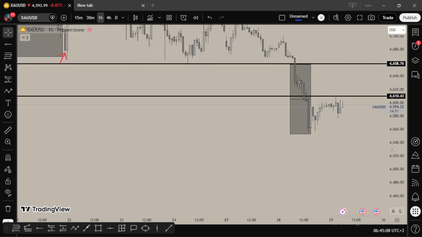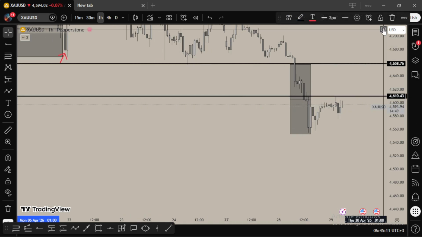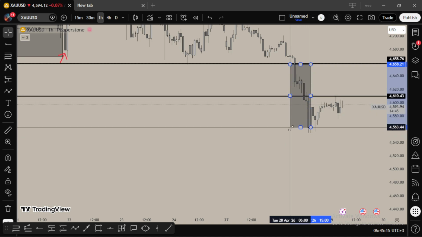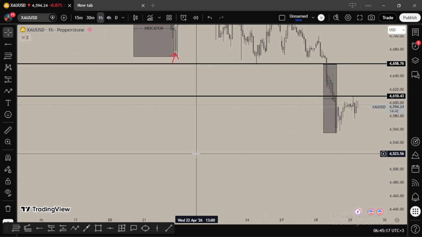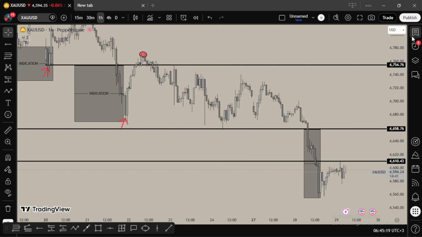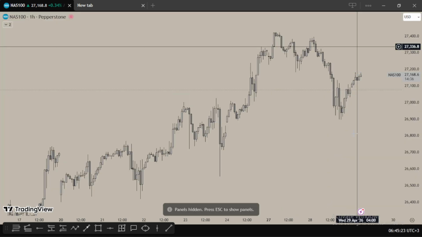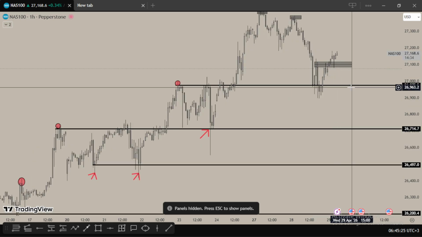So that is the low. So this is another significant area. Now we have two indications. You have the first indication of that level, second indication to that level. That is how we go about indications. Now let us go to a bullish market, and I'm going to show you a major indication.